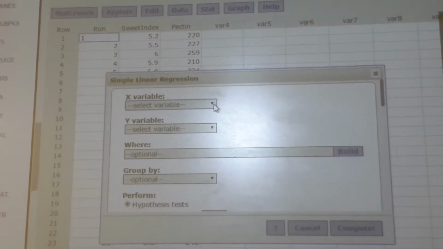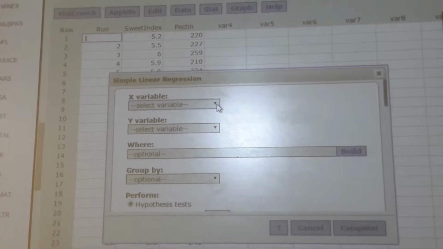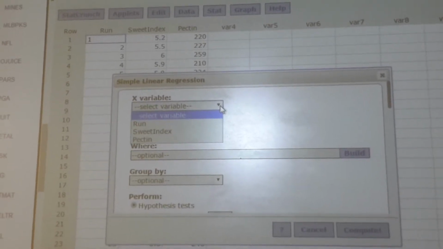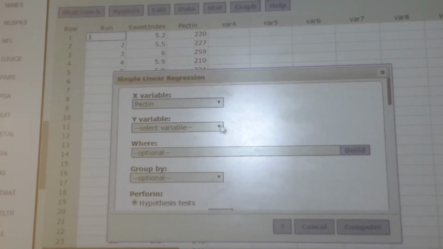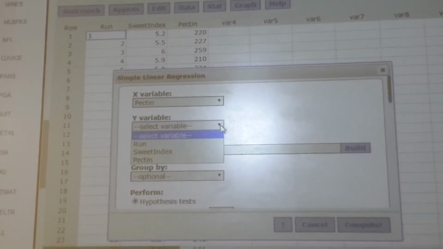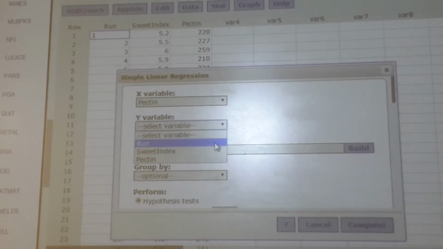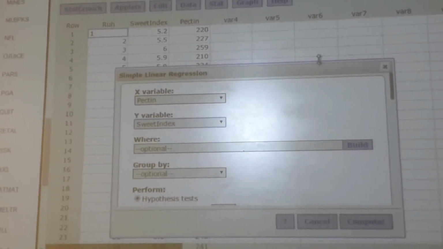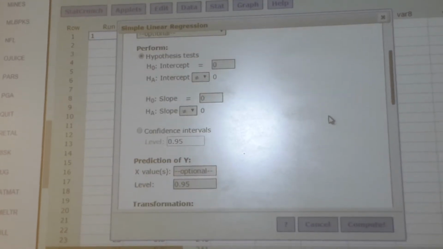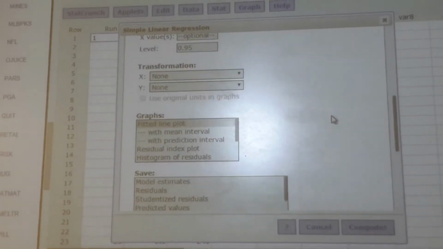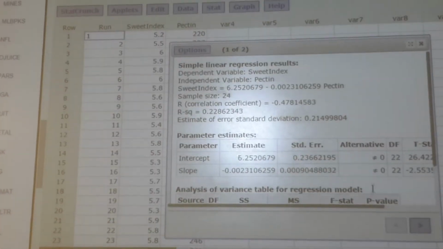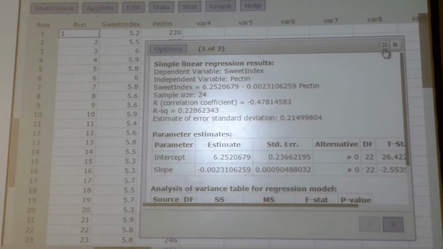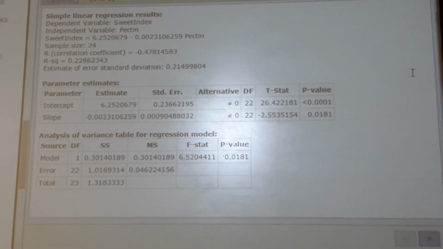You'll notice here that we can put in our x variable. That's the independent variable, or the one that we think will have an effect on the other one. In this case, that's going to be our pectin. Our y variable is the dependent one, or the one that we want to predict. It's our outcome. That's our sweetness index. So we put in those for x and y, and there's not really anything else that we need to worry about here. We can just go ahead and click compute and take a look at our results.